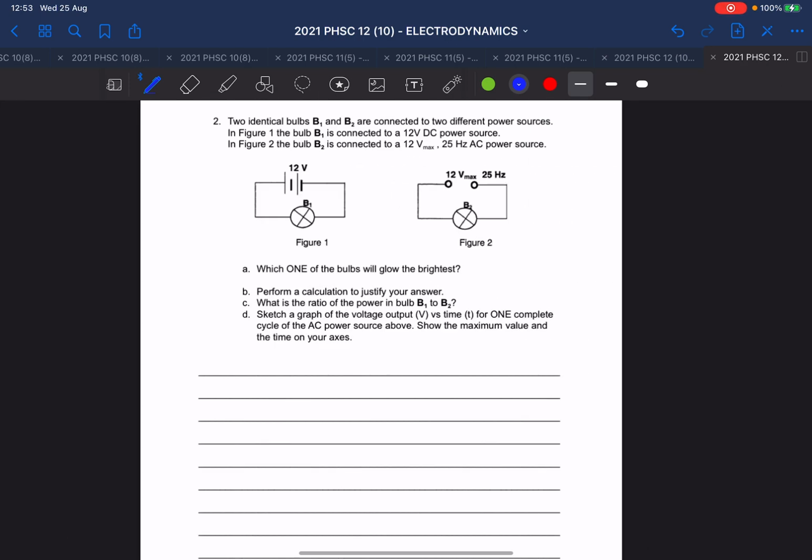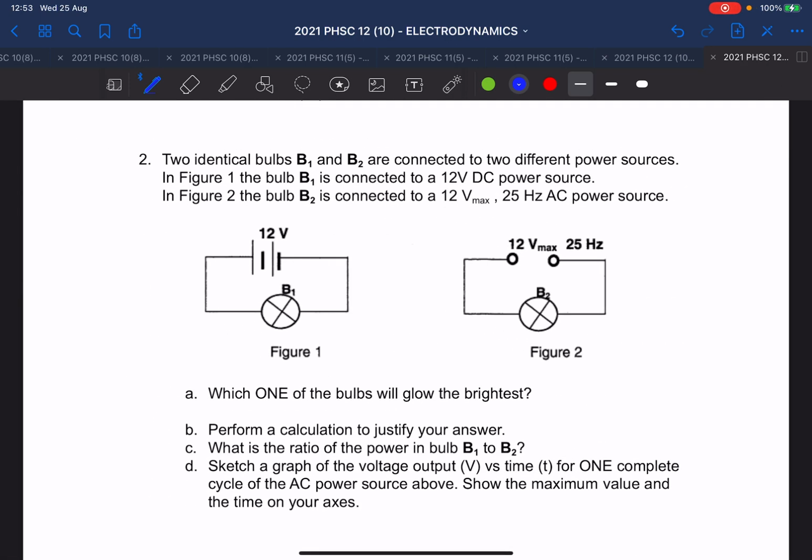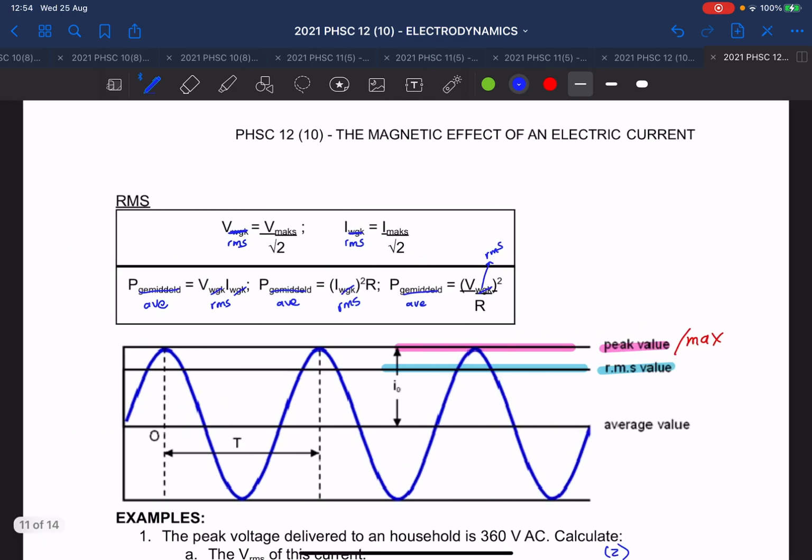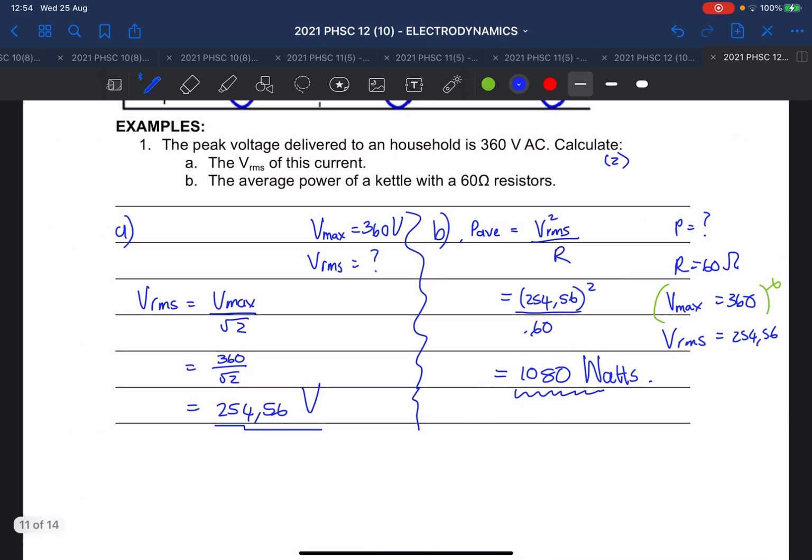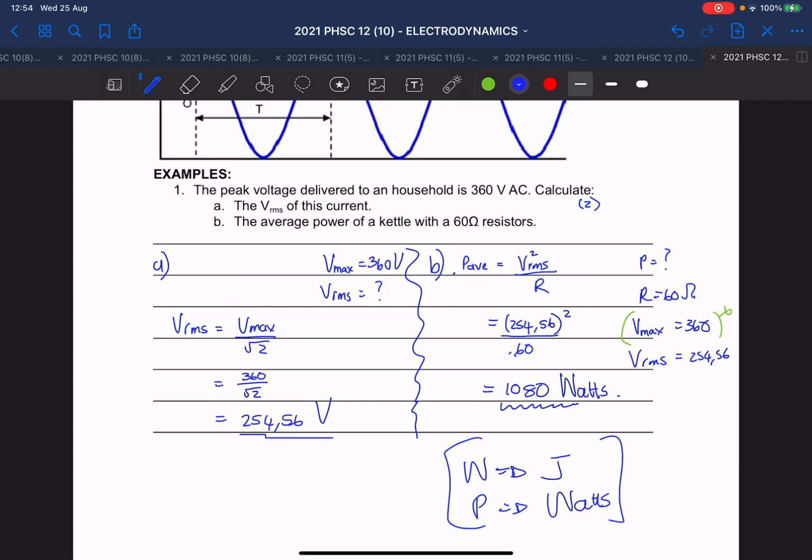Okay. Right, let's look at the next one. It says two identical bulbs, B1 and B2, are connected to two different power sources. Work is measured in joules. Power is measured in watts. I know they're not the same thing. So we should never use the Vmax. Never use the maximum current, maximum volts. You first have to convert it into the RMS.